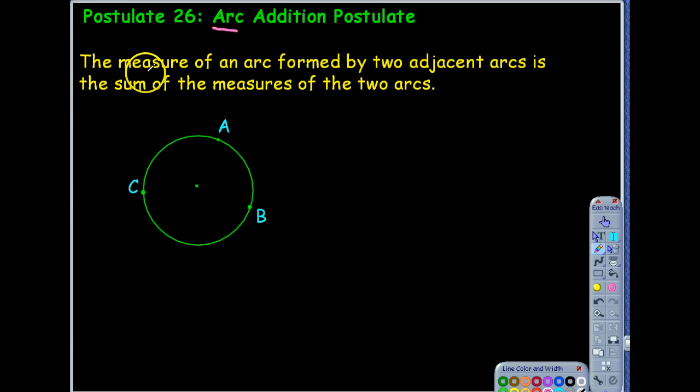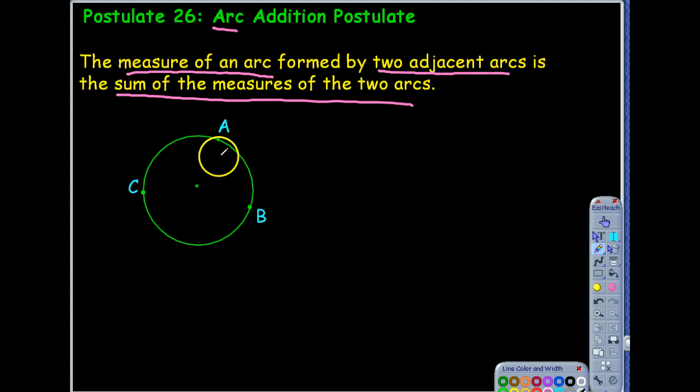So it says the measure of an arc formed by two adjacent arcs is the sum of the measures of the two arcs. So if you want one big arc measure and it's formed by two adjacent arcs, so next to each other, then the sum of those measures of the two arcs will equal that, okay? So in this case, let's say I have arc AB, which is right next to arc AC. If I add the measure of arc AB to the measure of arc AC, that's going to give you the measure of arc BAC.